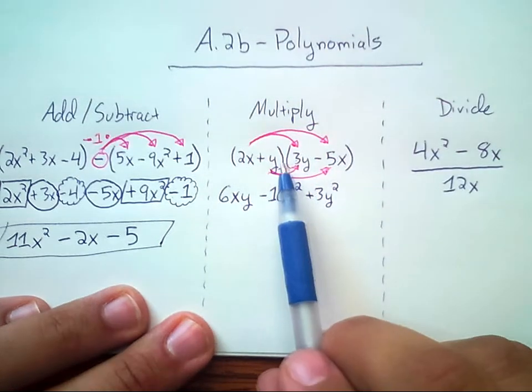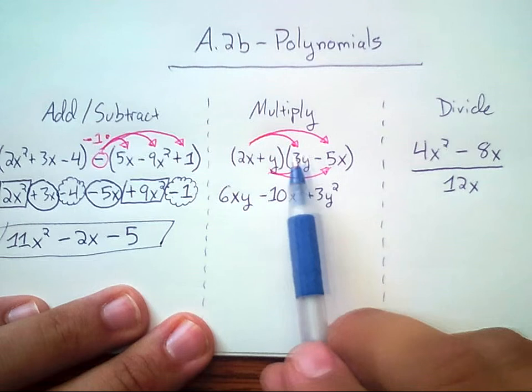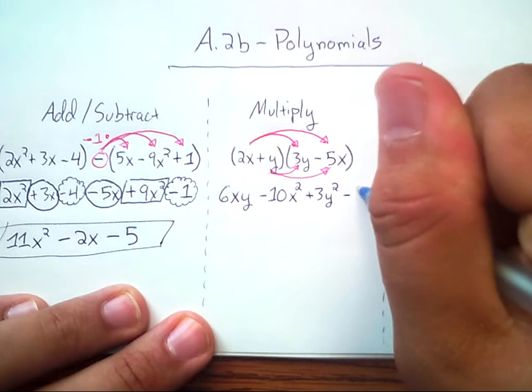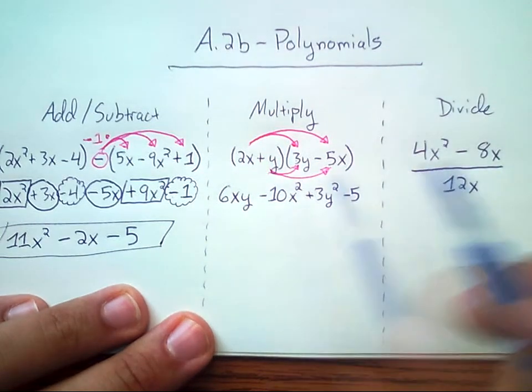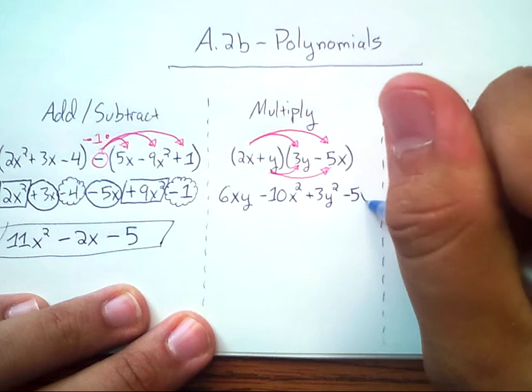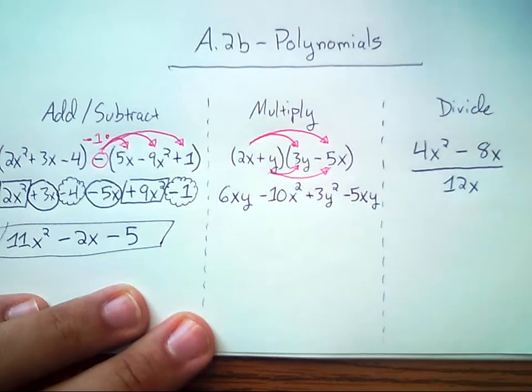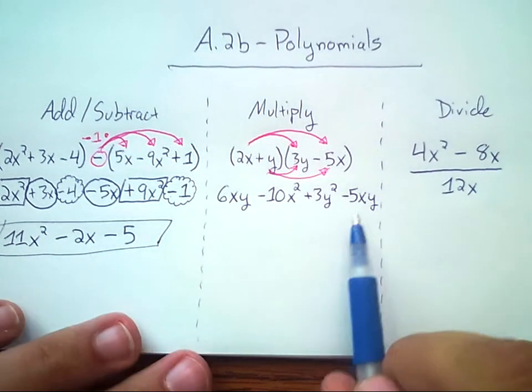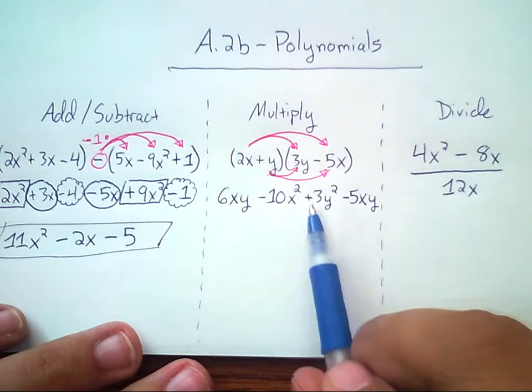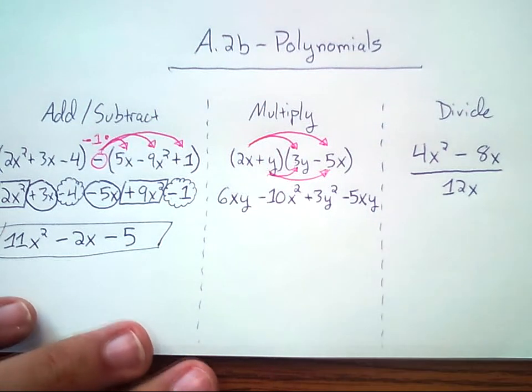And the last one we have to do is y times negative 5x. And again, 1 times negative 5 would be negative 5. And then x times y, they don't clean up, so we're just going to put them next to each other. And I talked about this earlier. Variables, you always want to start with the alphabet first. You know, x comes first, so it's in alphabetical order.